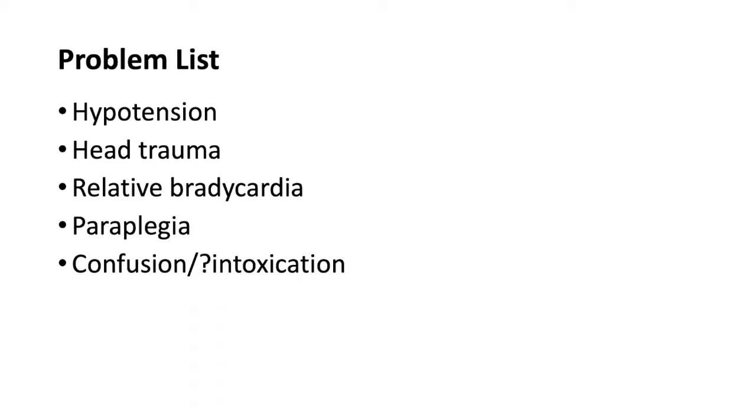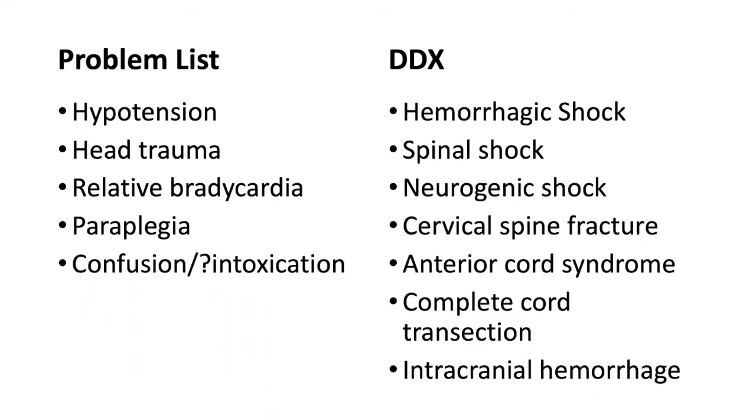So in terms of the differential diagnosis for this gentleman, what do you guys think is appropriate to think about? Neurogenic shock. Sure. What else? Hypotensive, we need to think about some sort of internal bleeding that we can't really see exactly with our EFAST. Okay, so we had either hemorrhagic shock, spinal shock, neurogenic shock, cervical spine fracture, anterior cord syndrome, since he's not able to move, we're blocking all the motor fibers, complete cord transection, and some sort of intracranial hemorrhage, and he's having some Cushing reaction with the confusion.